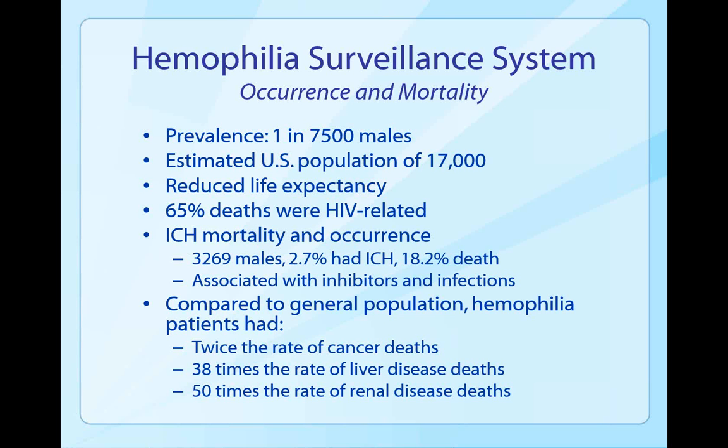65% of the deaths during that time were due to HIV. We also had deaths due to intracranial hemorrhage, which is a serious complication for people with hemophilia. You can see that the 18.2% death rate. And we found out that they were associated with some other complications, including inhibitors, which we'll talk about in a little while. Compared to the general population, hemophilia patients were at increased risk of death from cancer, liver disease, and renal disease.